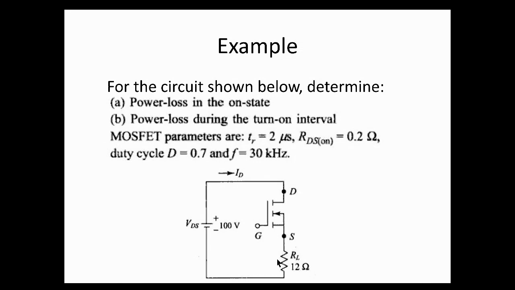It's going to just be the voltage divided by the total resistance. So 100 divided by 12 plus 0.2, because we have a drain source resistance here. So when you take the 100 and you divide it by 12.2, what do you get here? You get 8.2.